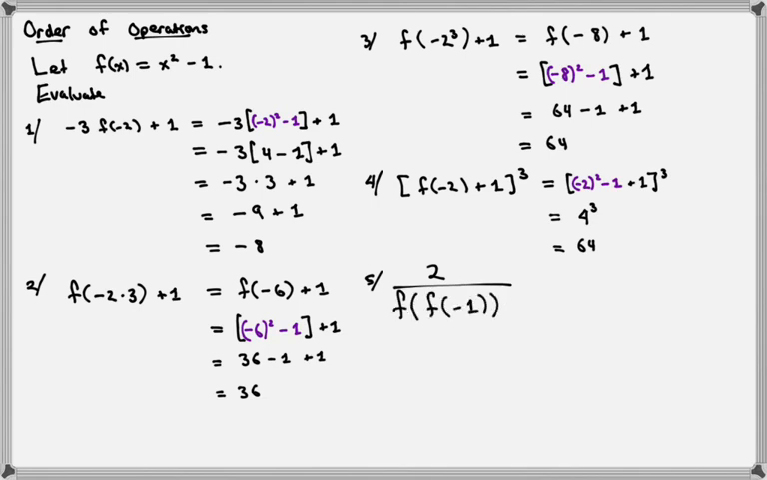In this last example here, I'm going to take 2, and then I'm going to divide it by f evaluated at f again, evaluated at minus 1. So you work your way from the inside out, and I'm going to evaluate f at minus 1 first, and apply f to it one more time. So f of minus 1 will be evaluated.